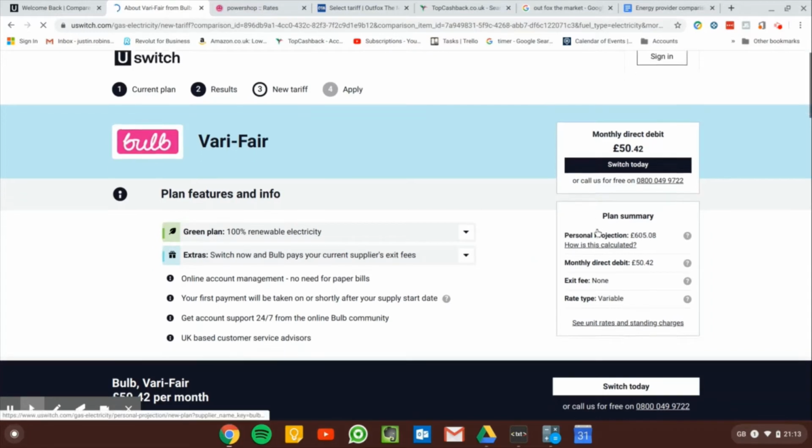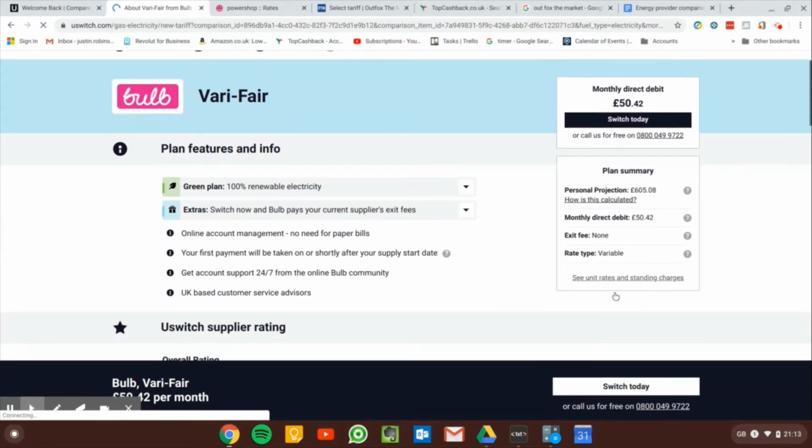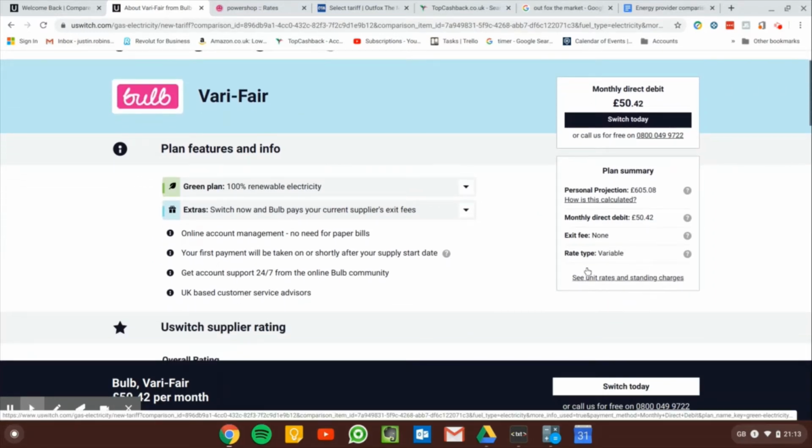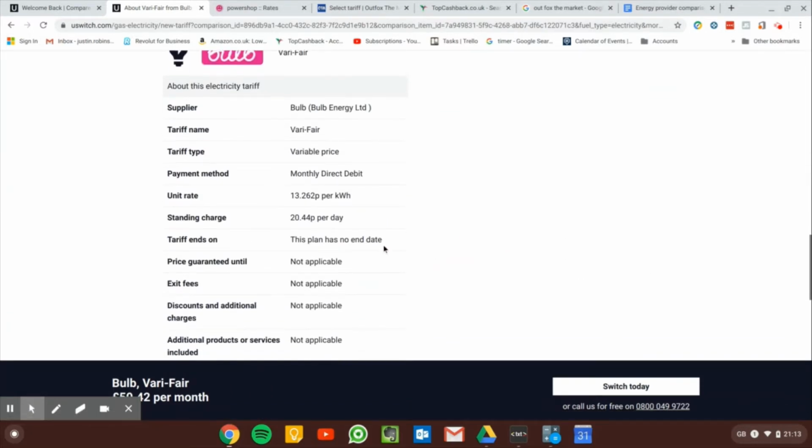So what I want to do is come down here to unit rates and standing charges. That's the bit I'm interested in. So I'm going to click on that. And here's the key information that I've been looking for. So the unit rate of electricity and the standing charge is what I'm going to compare to my current supplier to get a fair comparison.